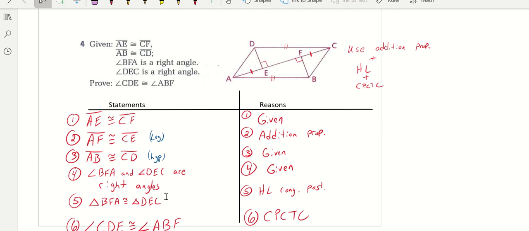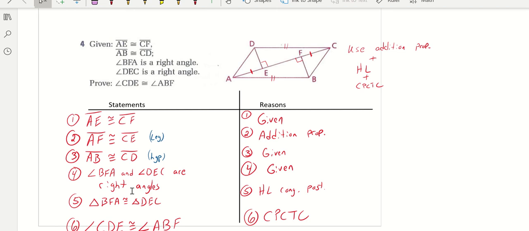We're now able to show that triangle BFA, this bottom triangle, is congruent to triangle DEC, that's this top triangle, by the hypotenuse leg congruency postulate. Double check your congruency statement. What is B? B is where our hypotenuse of AB meets this unmarked side of BF. We have no information on BF. D is where the hypotenuse meets its unmarked side of DE. So D and B are corresponding.